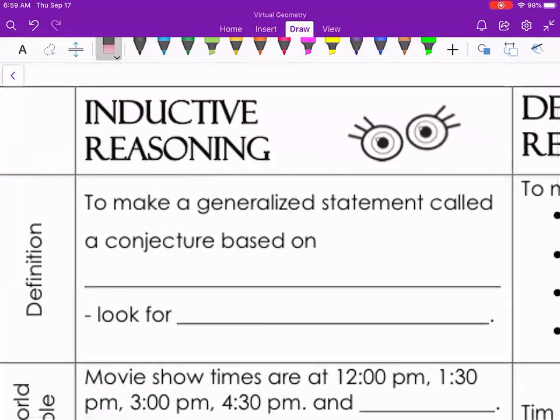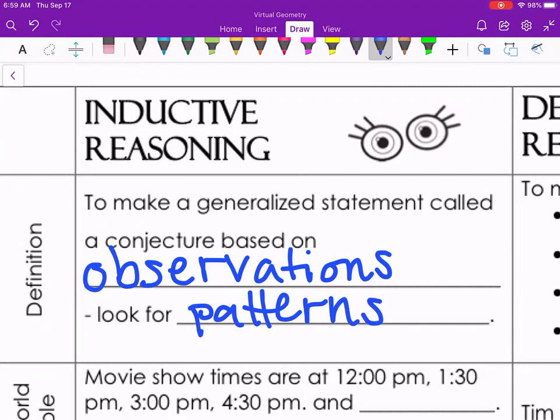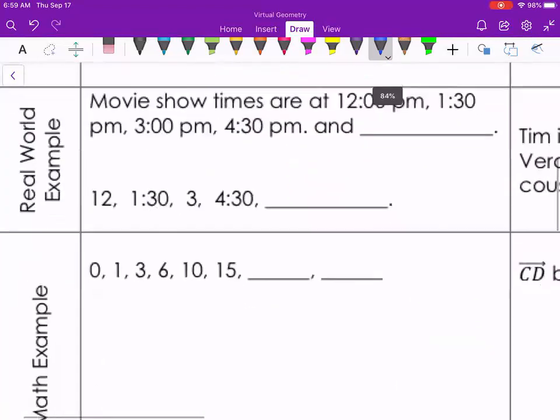If you notice there, next to inductive reasoning, there are a pair of eyes, because inductive reasoning means that you're going to make a generalized statement called a conjecture based on what you see, known as observations. Hence the set of eyes, because it's based on what you see happening. So to do this, we look for patterns. Okay, and this is inductive reasoning. So it's based on what patterns you observe happening. Let's take a look at our first example here.